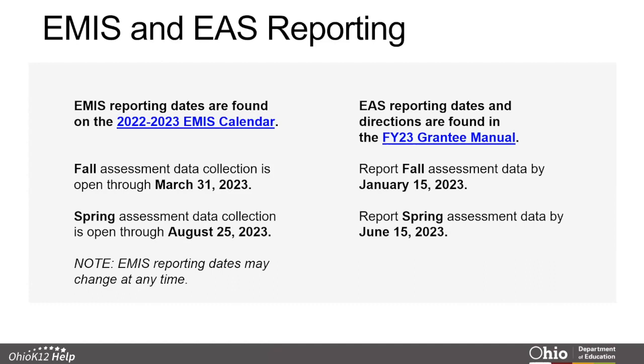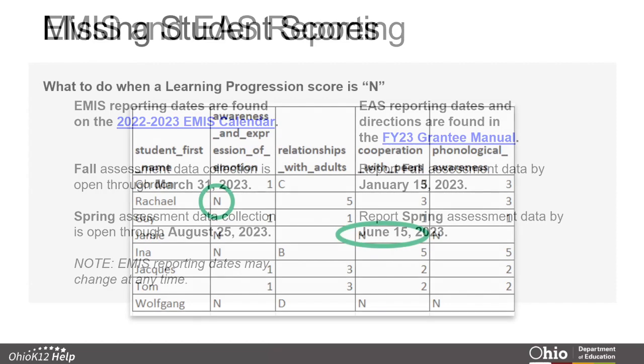Now for EAS reporting dates and directions, those are going to be found on the FY23 grantee manual. And again, that's also a hyperlink that you see, and we can also post in the chat as well as it is in the notes. The reporting for the fall is already closed, but the spring assessment data needs to be entered by June 15th. So when you pull the report on May 25th for EAS, you might as well go ahead and report that. That will be closing June 15, 2023.